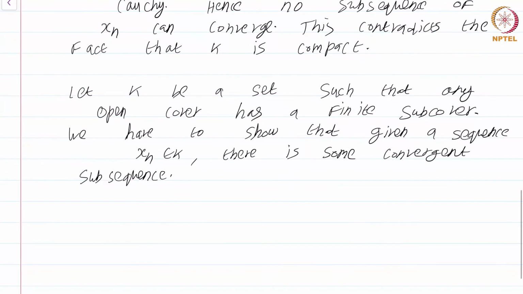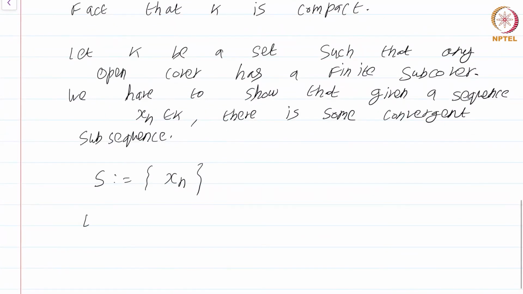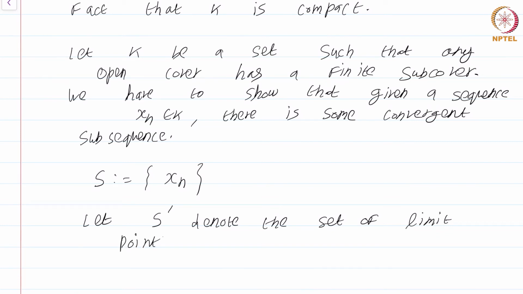Well, this proof is a bit tricky. So what I do is I collect together all the points xn and put it as a set. Let me call this set S, the terms of this sequence. Now let S prime denote the set of limit points of S.